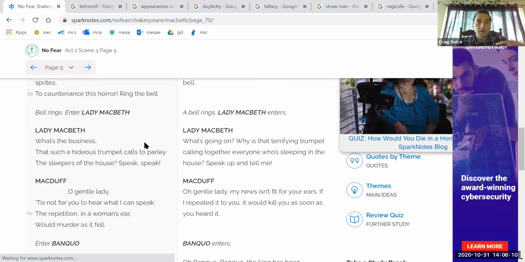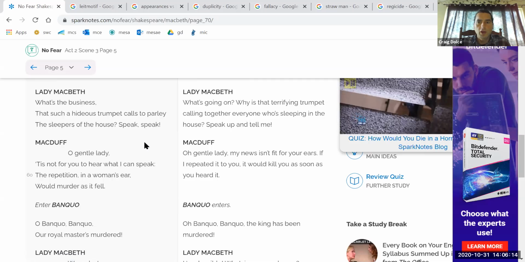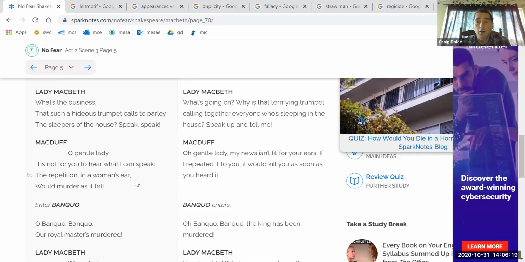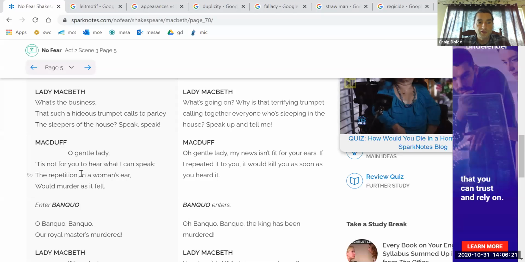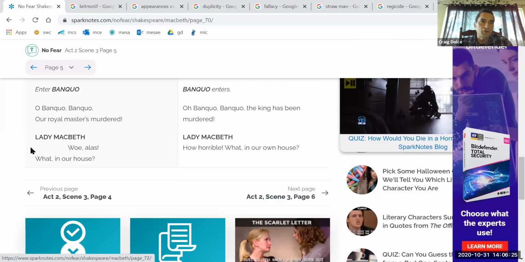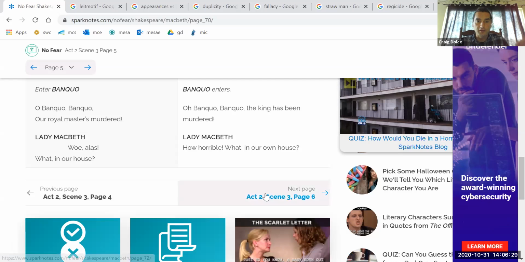They awaken his children. Lady Macbeth comes out, and Macduff says, "Oh, I couldn't even tell you. It's not for you to hear what I can speak." Little does he know. The repetition here, "The repetition in a woman's ear would murder as it fell." And she's, of course, duplicity personified. "In our house? Oh my gosh."